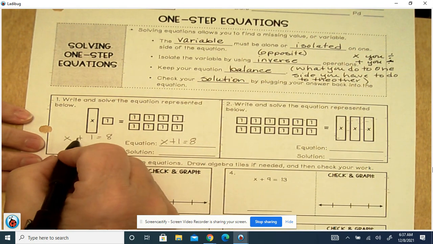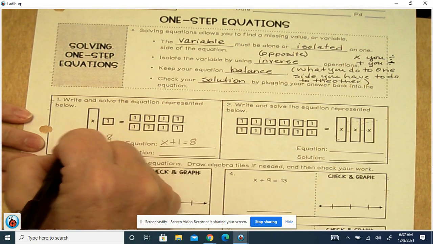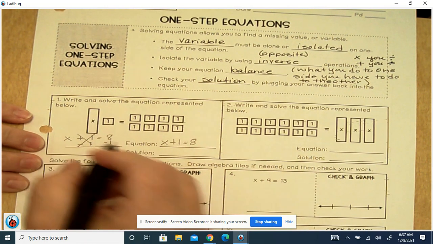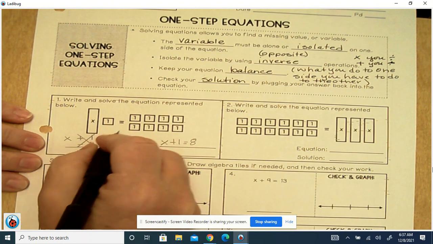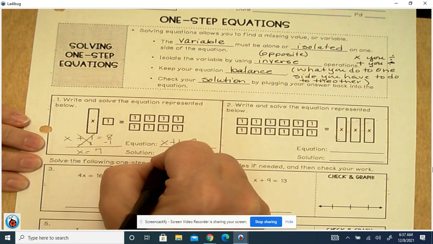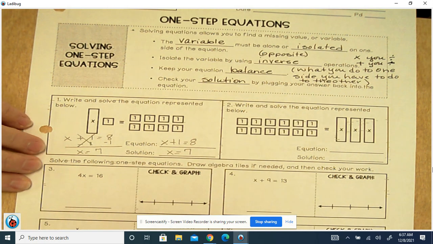So if this is add, then we subtract. Negative 1 and a positive 1 cancel each other out. You've got 8 minus 1, so that would be 7. So your solution is x equals 7.